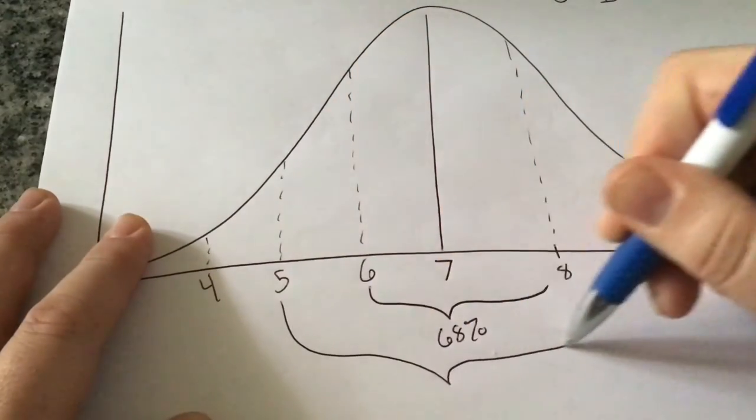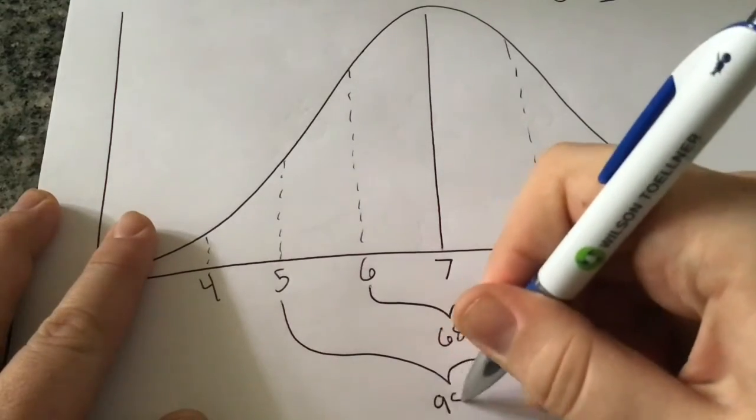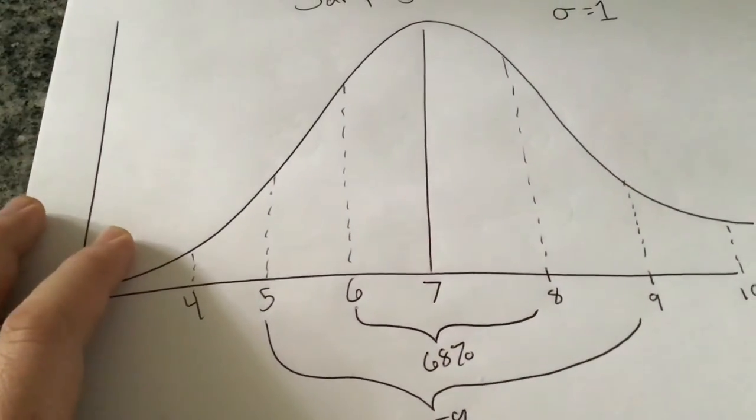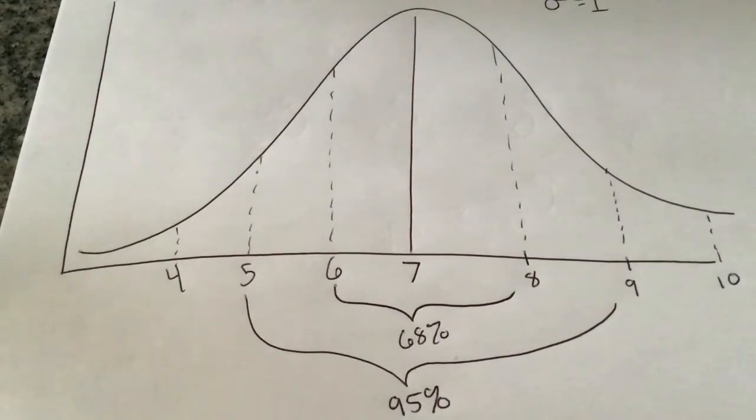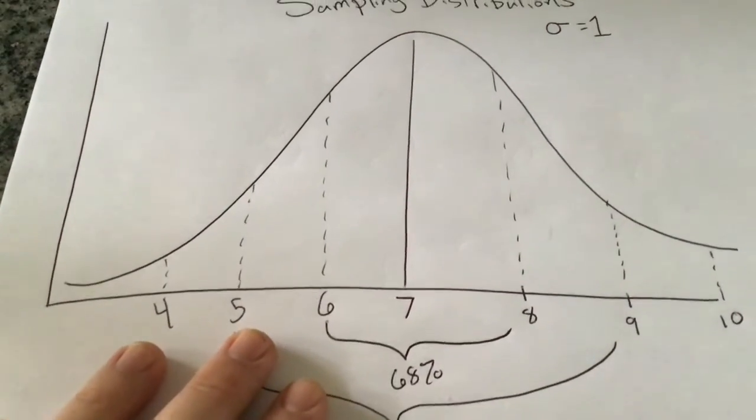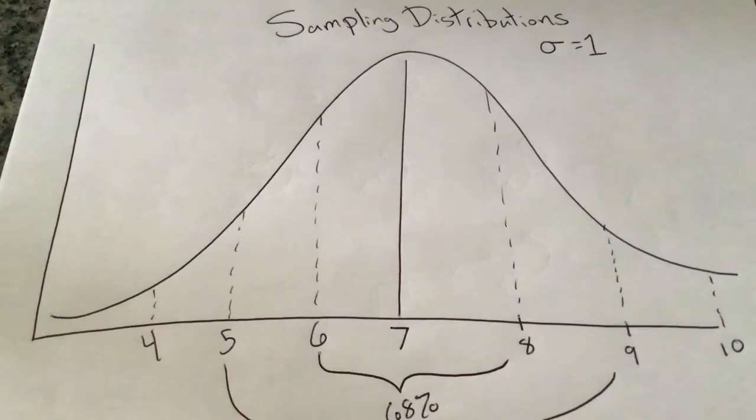Between 5 and 9 is 95% of data. And within 3, in this case 4 and 10, we get 99.7, so a pretty extreme amount. But sampling distributions are primarily concerned with the 95% of data, to say that a mean of between this and this is within the expectations. 95% of samples are going to get a mean between these two things.